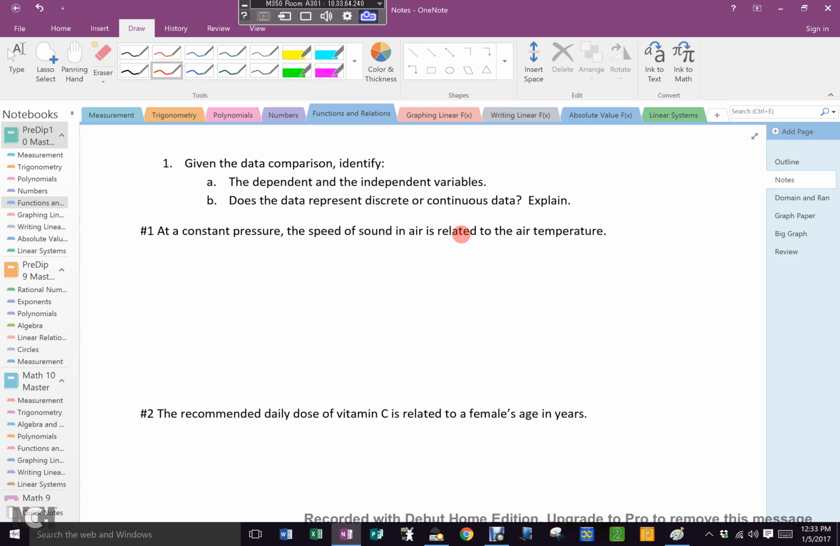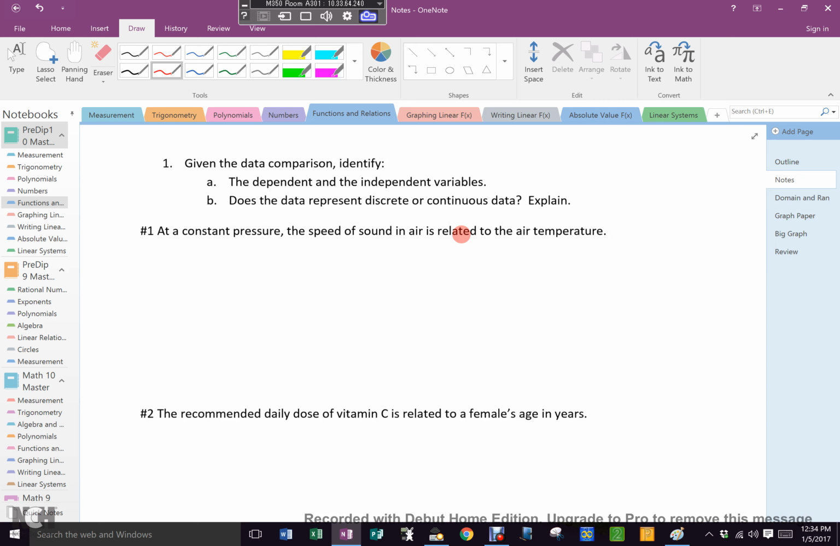Recommended daily dose of vitamin C. Meanwhile, my son and I related to a female's age in years. This one would be discrete because she's not going to take like a 16th of a pill. You don't know her age. Her age is continuous. No, but you don't know the dose she's taking for her age.